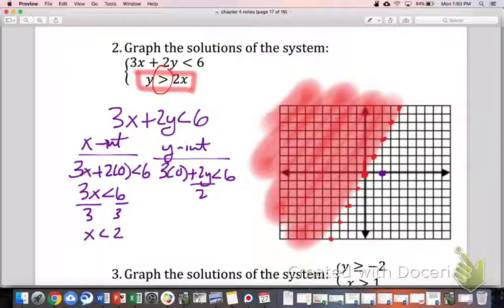Dividing both sides by 2, I get y is less than 3. That means my y-intercept is 3, so that is up here, like so. You can see the slope here is negative 3/2. So I could continue on here and do something like this, and like that, and like that.